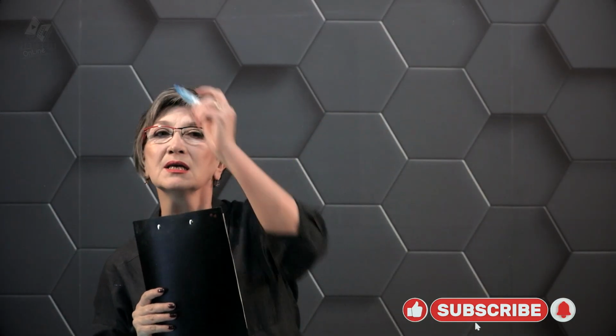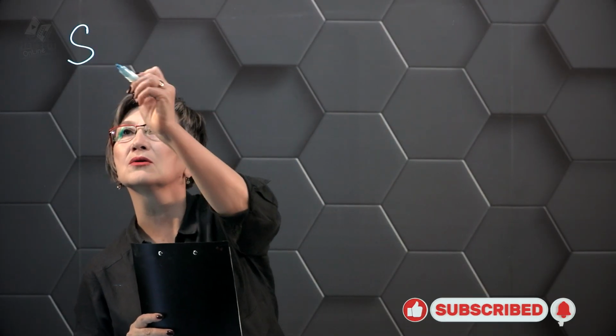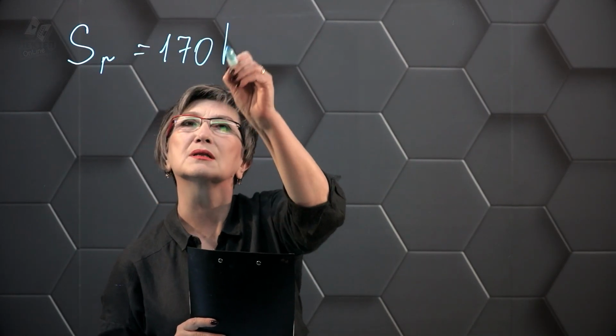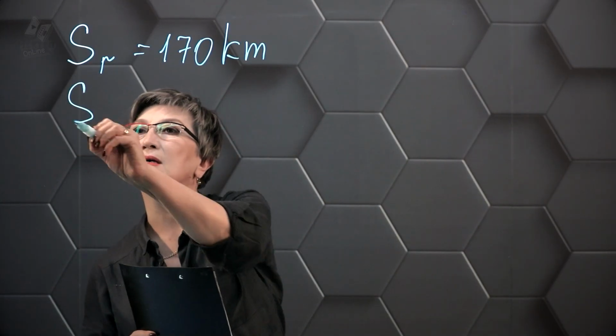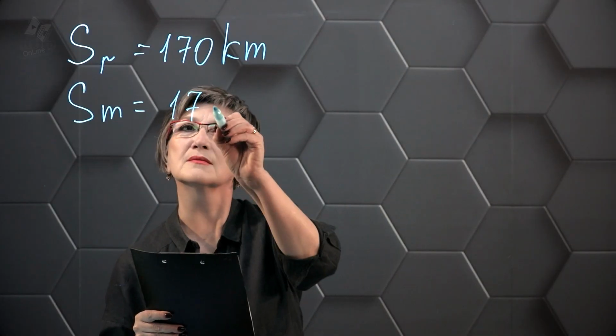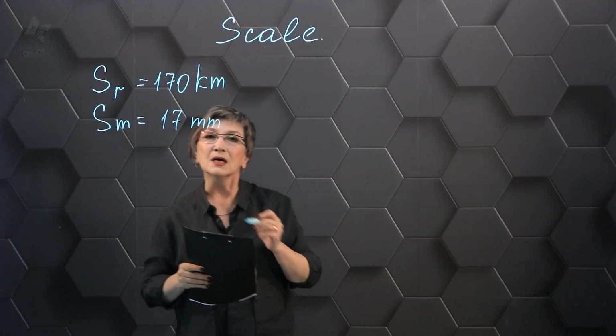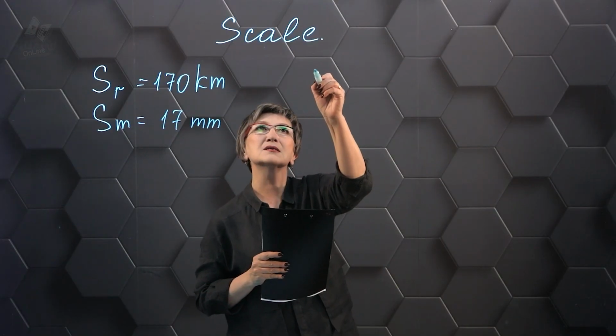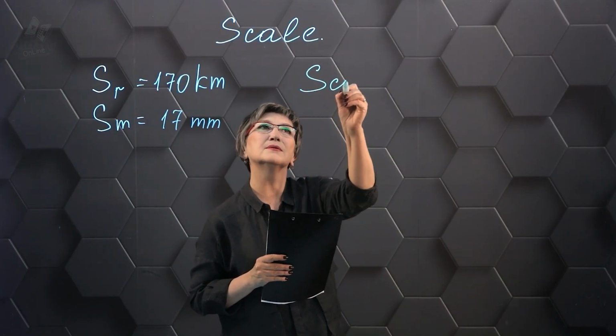kilometers. I'm going to write down this condition, the distance on the ground. The real distance is 170 kilometers. And the distance on the map is equal to 17 millimeters. We need to find the scale of this map, and I'm going to write down that the scale of the map is unknown.